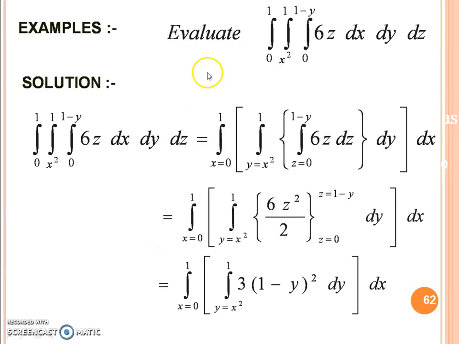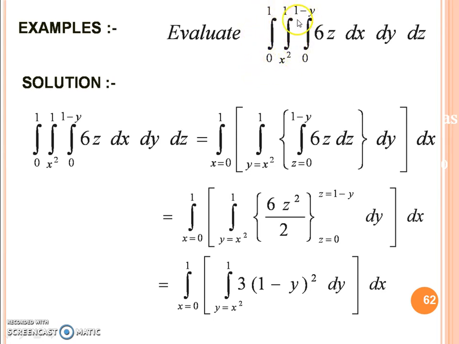Here we take one example and solve this integral. The limits are 0 to 1, then x square to 1, and 0 to 1 minus x, and the function is 6z dx dy dz. Here the function is 6z and the limit is 0 to 1 minus y. Either this limit is for x or z. If we consider this limit is for x, 0 to 1 minus y, then the next limit is for y and the last limit is for z.